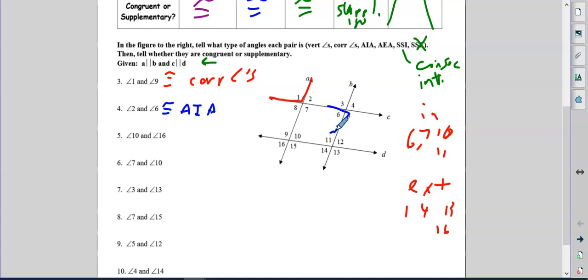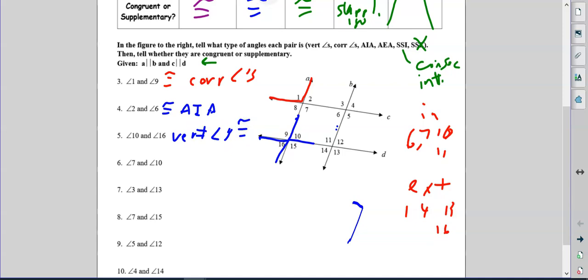Well, 10, I've just messed this up, so I'm going to get rid of it and redraw it. Here's 10. It is an acute angle. And then we have 16, which is right here, which is also acute, and it's vertical, which means they are congruent.